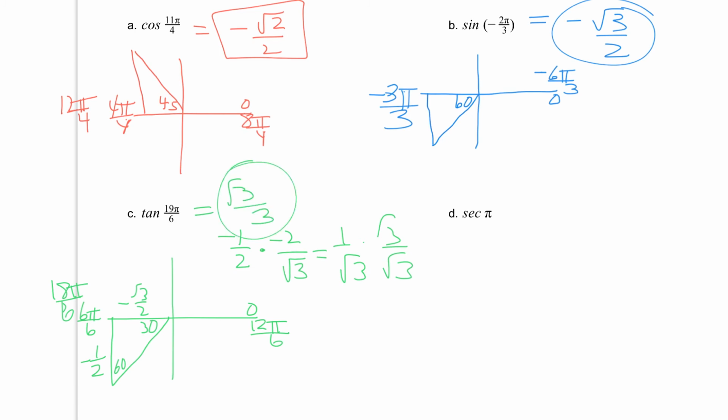And my last one is the secant of pi. So if I look at the secant of pi, here's 0, here's pi. So I'm right here. That's my ordered pair, negative 1, 0. And if I'm looking for the secant, I'm looking for the reciprocal of the cosine, which is right here. The reciprocal of negative 1 is just negative 1.